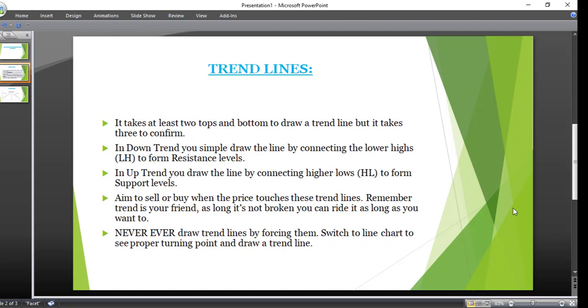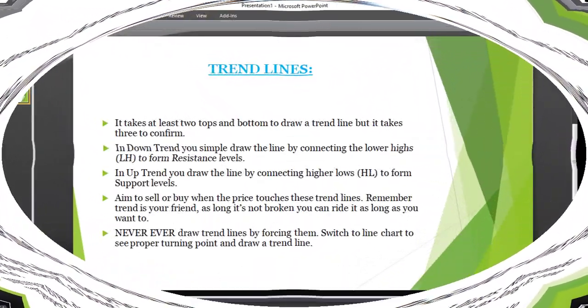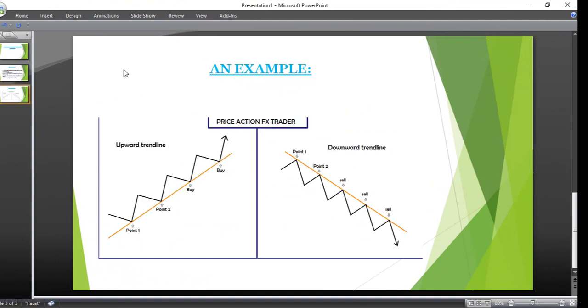Another tip is that you should never draw trend lines by forcing them. Switch to a line chart to see proper turning points and draw a trend line. I'll be showing you this in our charts. If you are to draw proper trend lines, don't force them. Draw trend lines in a simple way, whereby you're not forcing them, so that you can get a clear pattern or a clear trend. Now, I have an illustration picture here, whereby I'm going to show you the way we draw trend lines in an uptrend and in a downtrend.